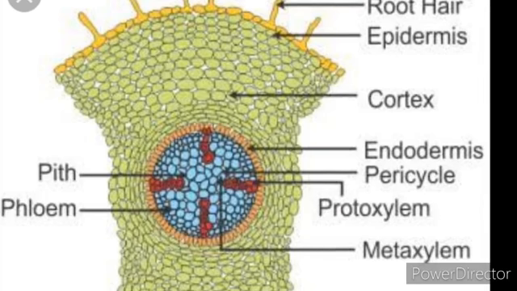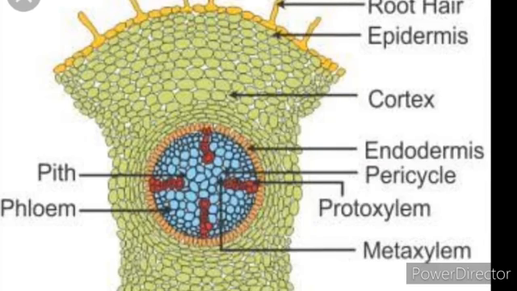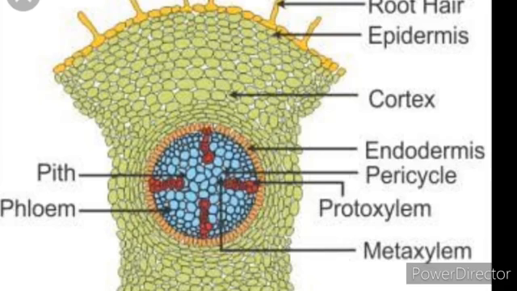So the epidermis is the outermost layer, and the root hairs present are single celled. And coming to the cortex, it consists of several layers of thin walled parenchyma cells with intercellular spaces, present in between the stele and the epidermis. In the middle you can see circular, ball-like cells, and those are called cortex.